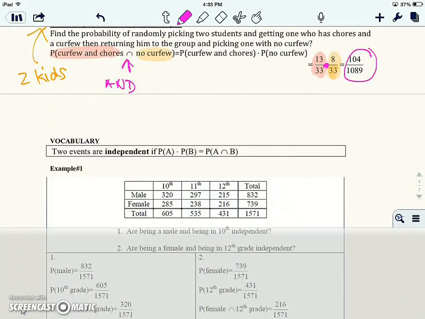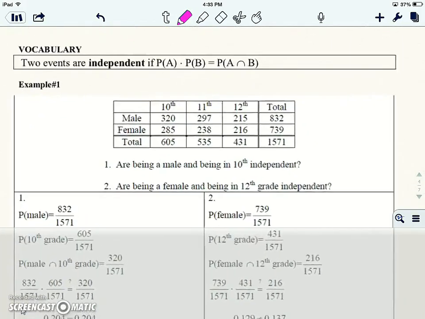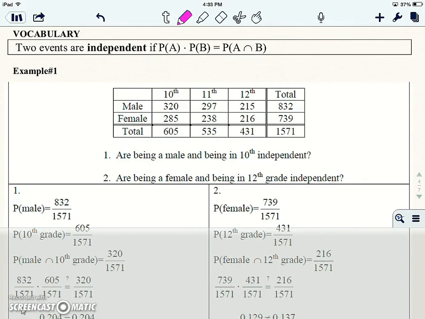Okay, for the next page, we're going to talk about this independent formula again, and we're going to use it in a different way. We're going to prove something being independent or not.